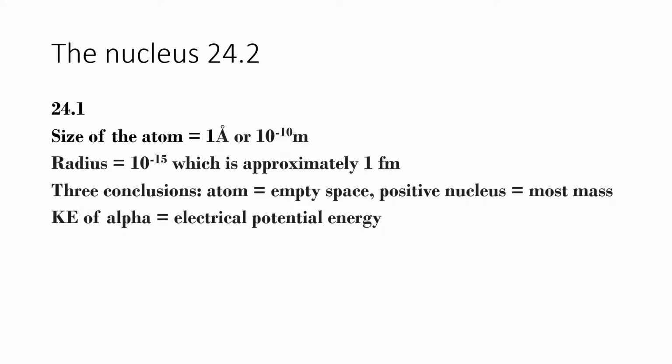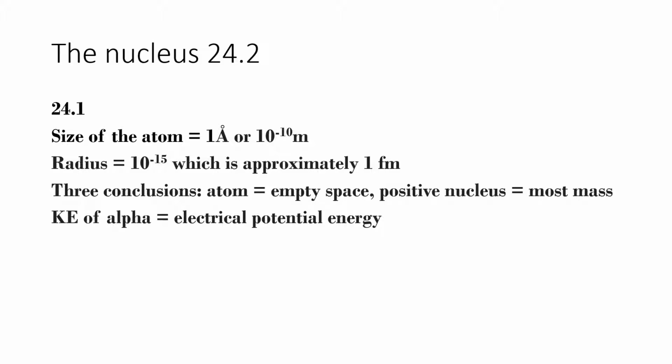Just to recap 24.1, the size of the atom is 10 to the minus 10 meters or 1 angstrom, where 1 angstrom is 10 to the minus 10. So that's the size of the atom. And the radius of the nucleus is about 10 to the minus 15, which is approximately 1 femtometer. So femtometer stands for 10 to the minus 15.